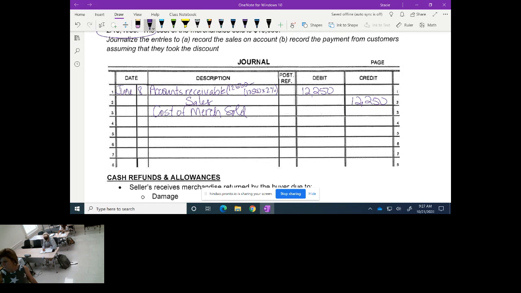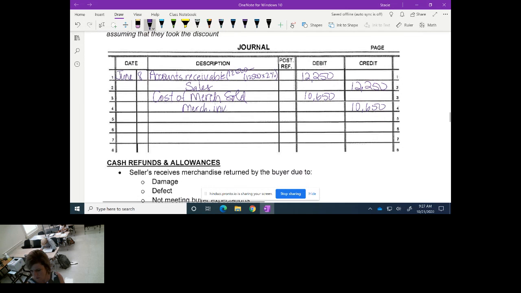10,650. And then we're going to take it out of inventory. Okay, so what's next? Record the payment, assuming they took the discount.